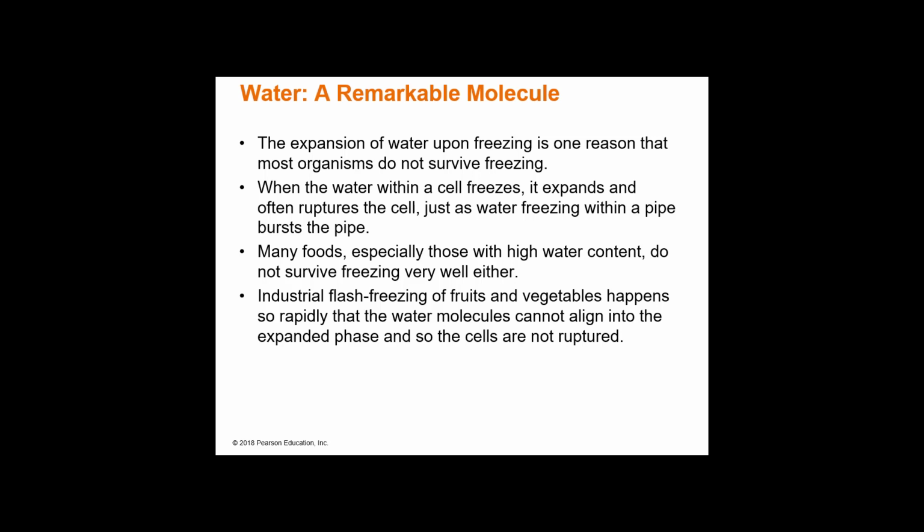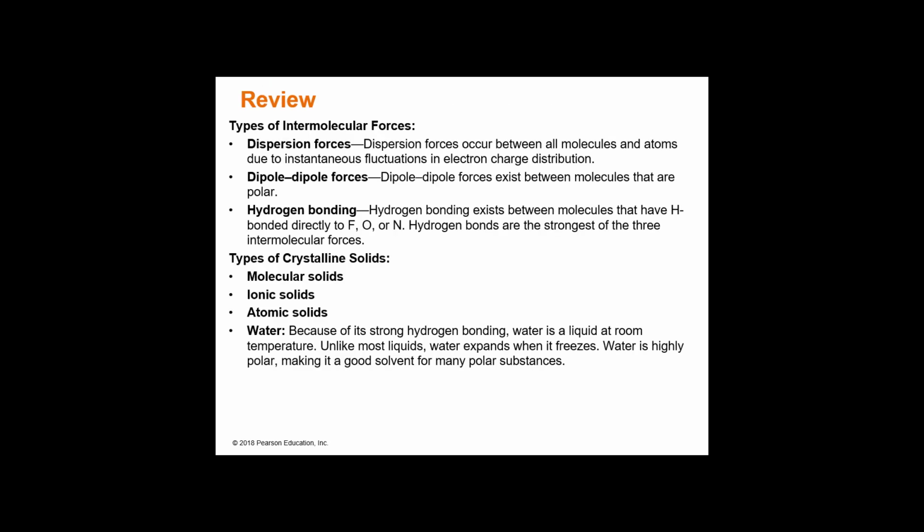Industrial flash freezing of fruits and vegetables happens so rapidly that the water molecules cannot align into the expanded phase, and so the cells are not ruptured. It prevents them from coming into a pattern, which allows the solid water to occur. Because if you look at an ice cube structure, the water is very patterned and very aligned. Once it's aligned, it can expand because of that pattern. And industrial flash freezing prevents that from happening.